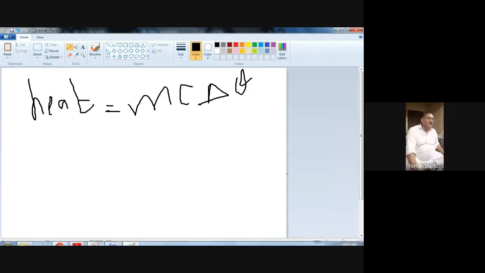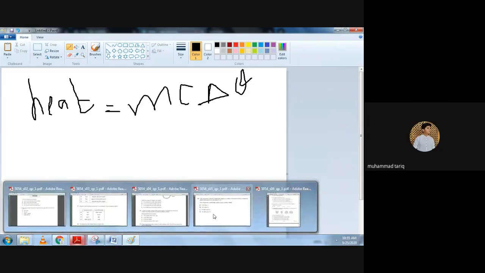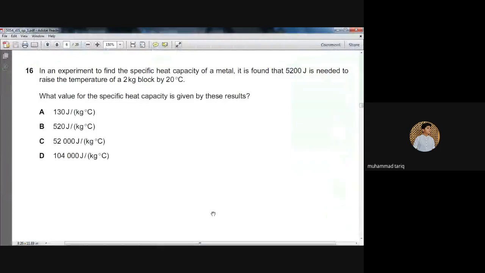You can do this calculation. Where is my calculator? So, 5200 divided by 2 divided by 20. 130 joules per kg per degree centigrade. I got the answer. Yes, 130 joules per kg per degree centigrade. Yes, sir. Same answer.